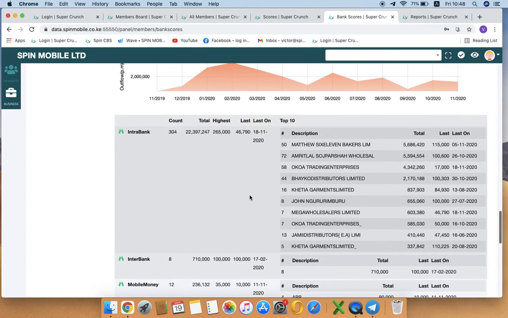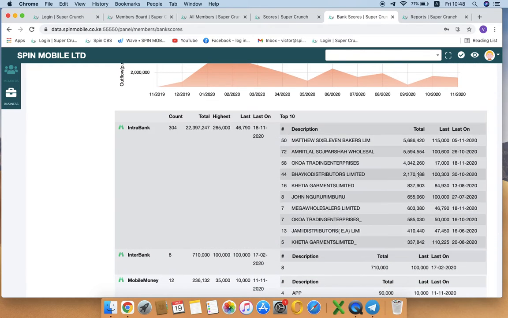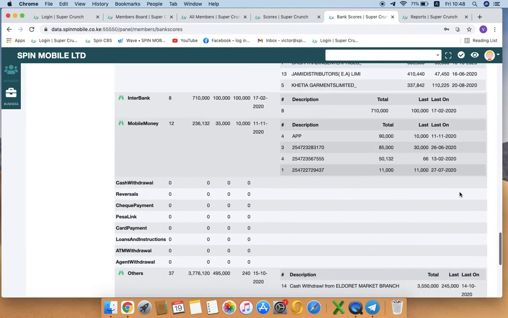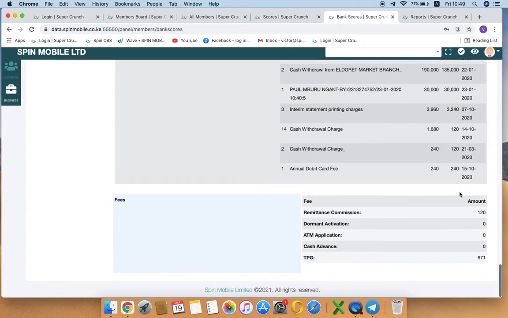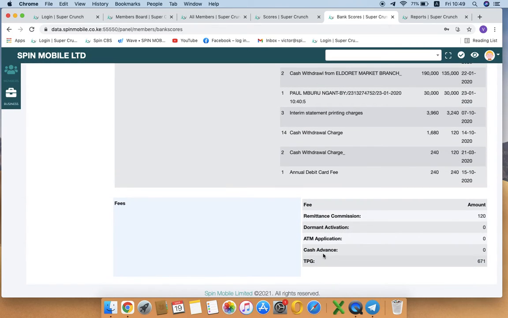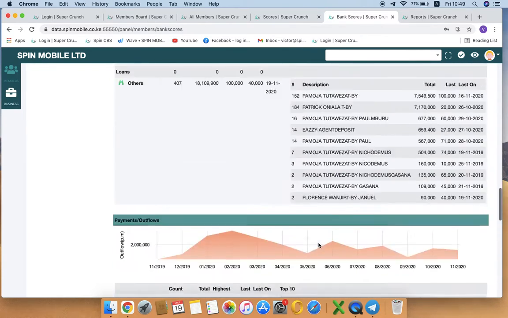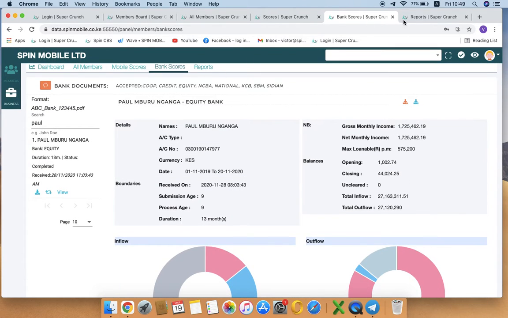For the outflows, where is the money going to? How much was it? What was the last amount? When was the last transaction done in relationship to the date of the statement? And even fees, you want to see if there are any bounced checks, or loan installments that were penalized because they were overdue. That is something to watch out for.